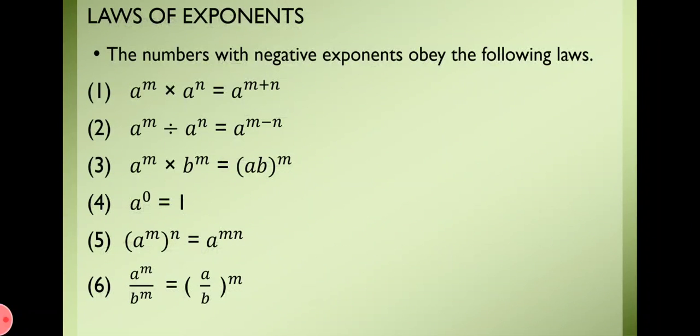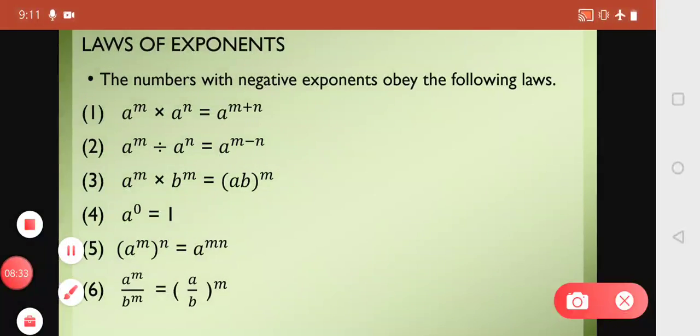Now let's see some of the laws of exponents, which we are already aware of from the previous class. Let's recall the laws. So the numbers with negative exponents obey the following laws. Whatever laws were obeyed by positive powers, positive exponents, the same laws are obeyed by negative exponents also. So the first law is the law of multiplication.